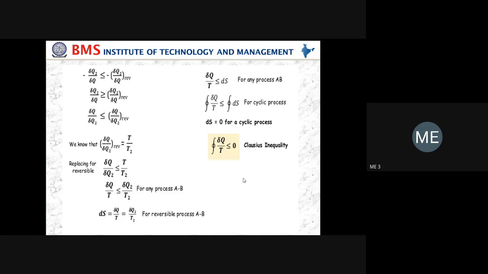In Clausius theorem, we proved cyclic integral of dq by t is exactly 0. And in Clausius inequality, we are going to prove cyclic integral of dq by t is less than or equal to 0. It is never greater than 0. You remember, that's why we consider a general process AB, and in Clausius theorem, we consider only the reversible cycle.